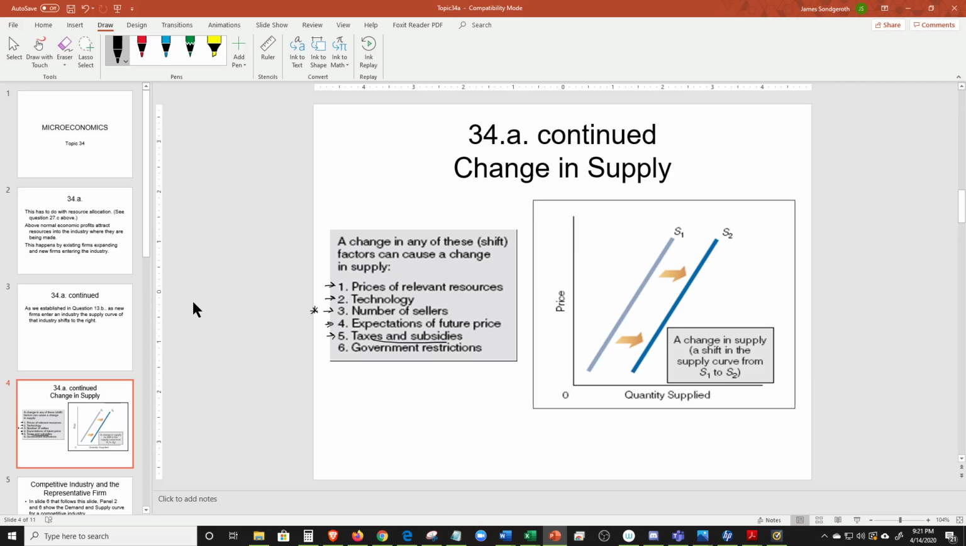I had always put this as governmental actions, right? And so what's happened with the coronavirus? For many things, they're just shifting the supply curve back like this, right? So, and then government restrictions. Oh, well, there it is. They put these two together.